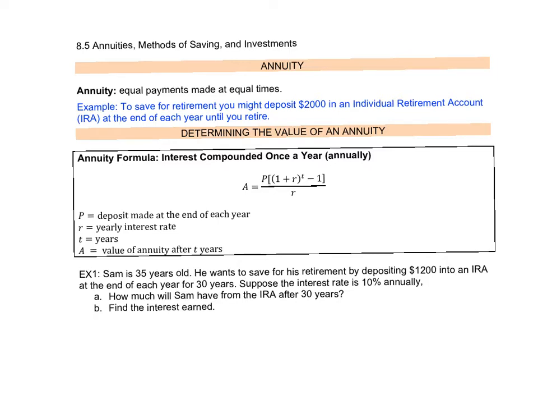In 8.5, our focus is on saving. So we're going to talk about annuities, different methods of saving, and different types of investments that are common. When we talk about an annuity, that's just a savings where you're putting in equal payments made at equal times. For example, let's say that you're saving for your retirement and you deposit $2,000 in an individual retirement account, so an IRA, at the end of each year until you retire. So the equal payments are $2,000 per year. The equal times would be each year.